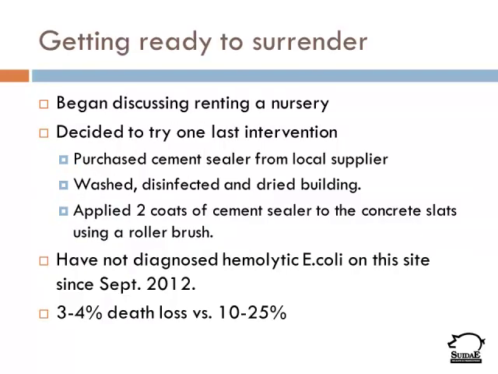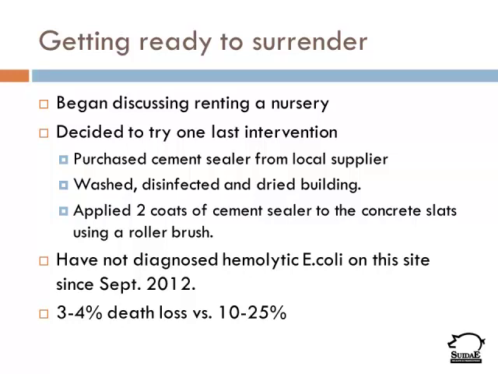And so in our desperation, we were getting ready to surrender and getting to the point where we were discussing not using that nursery anymore as a nursery. We were talking about maybe using it for a GDU or a finisher. Once again, it was a fully slatted barn. And in the past, I had talked to them before about what if we sealed the cement floors with a cement sealer, and they didn't really think that was probably something we wanted to try. But then we got more and more desperate, and so they ended up trying it as one last intervention.